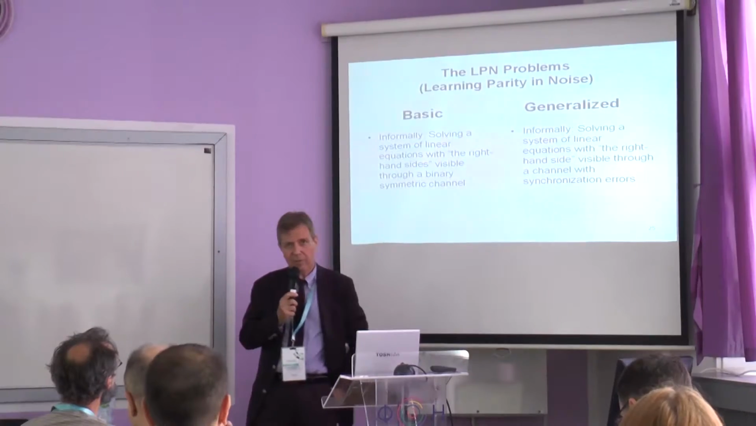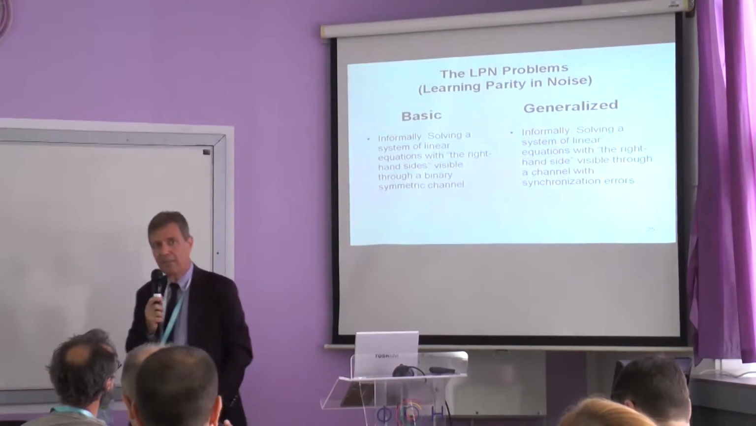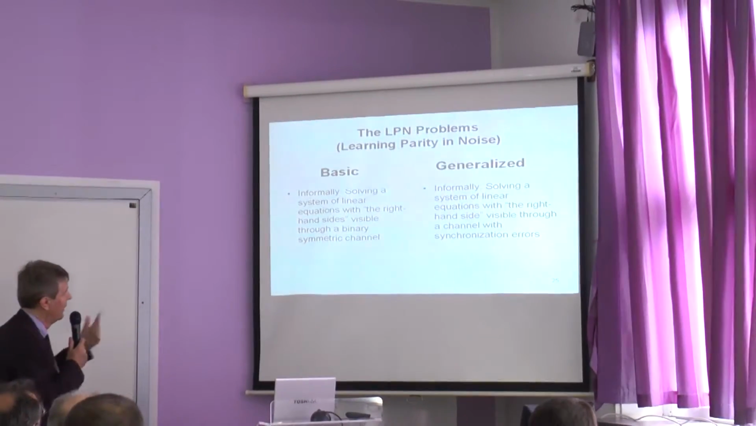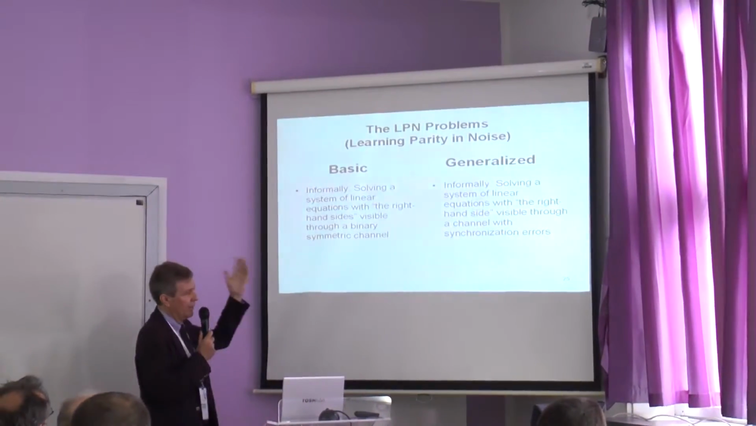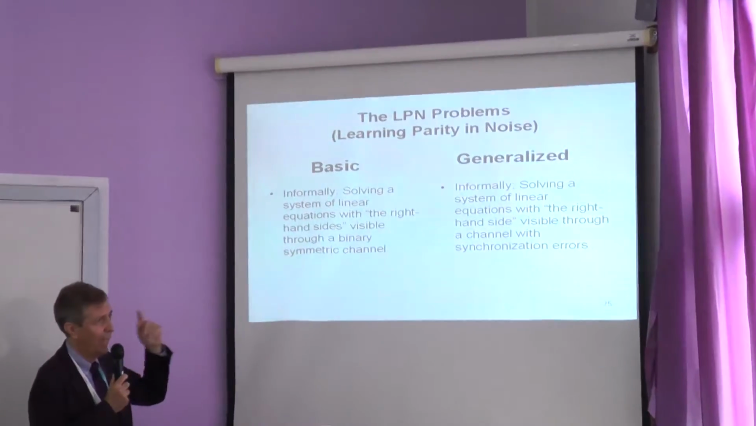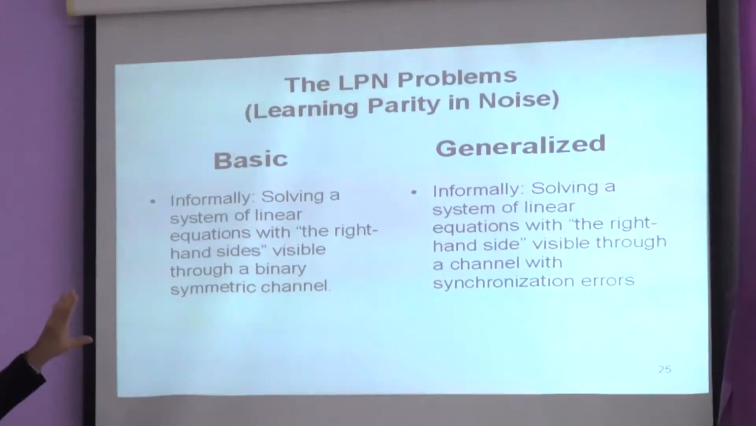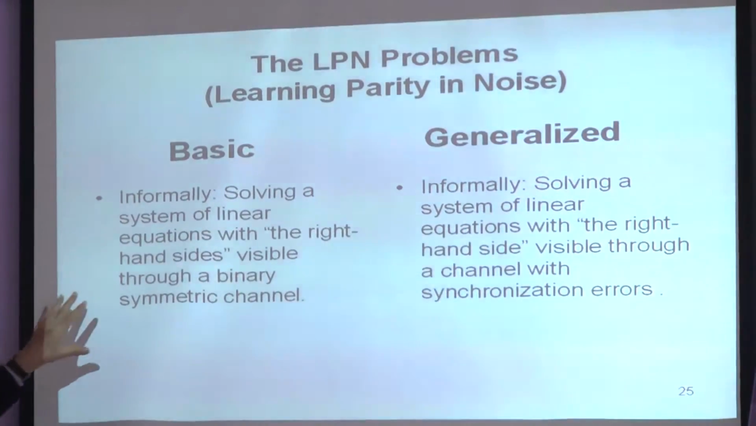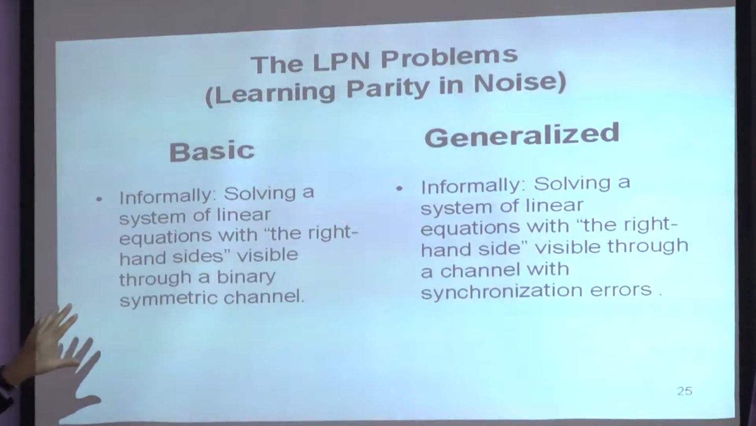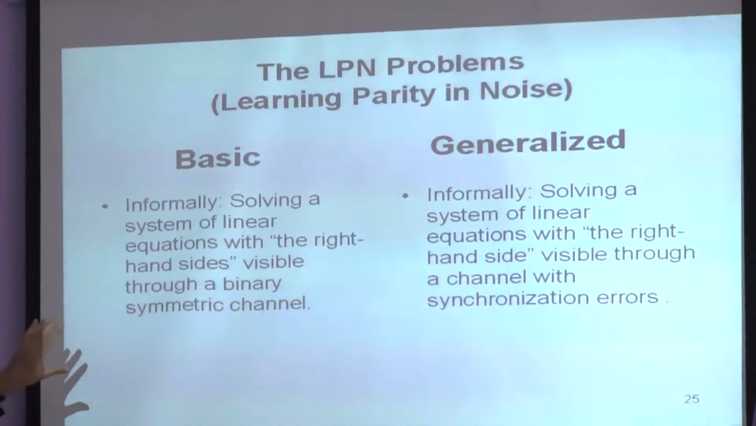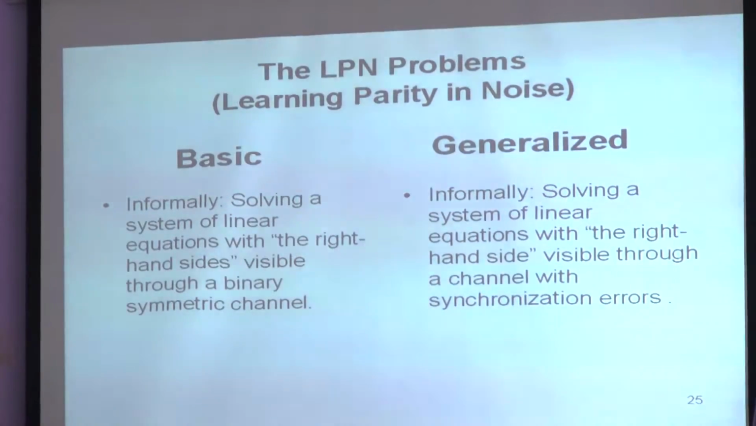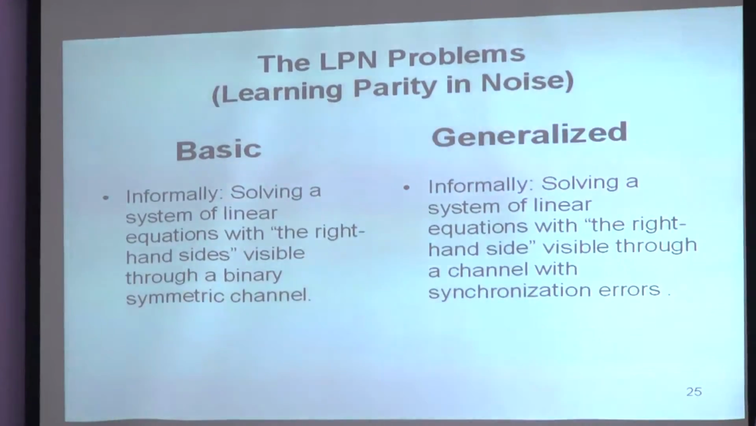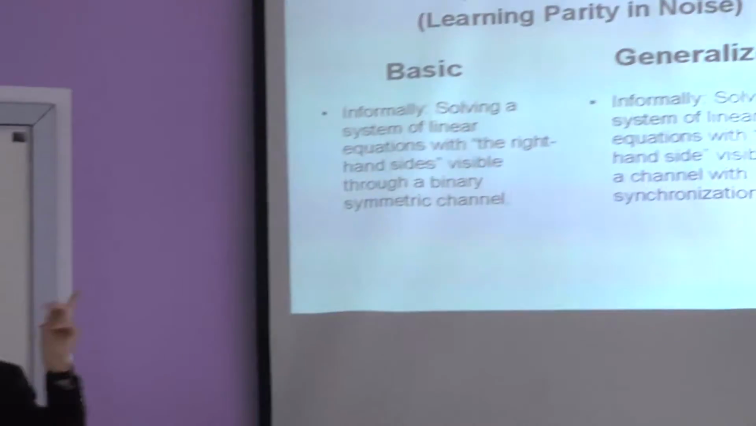And now I would like to point out one mathematical problem, which is very important for the design of these advanced lightweight cryptographic techniques, which are at the same time provably secure. So there is the so-called LPN problem, learning parity in noise, which informally in its basic incarnation is the problem of solving a system of linear equations when the right-hand side is visible through a binary symmetric channel. And it is well known that this problem is NP-complete.